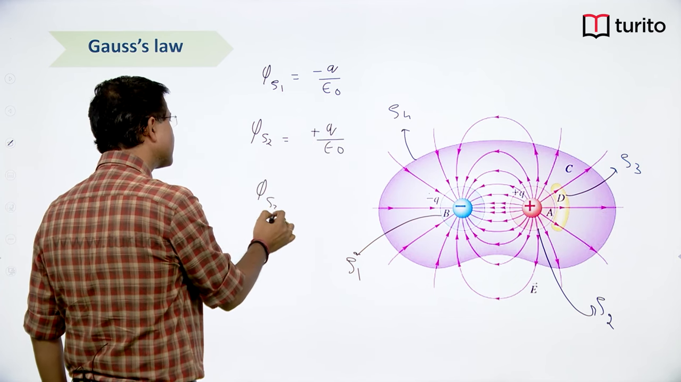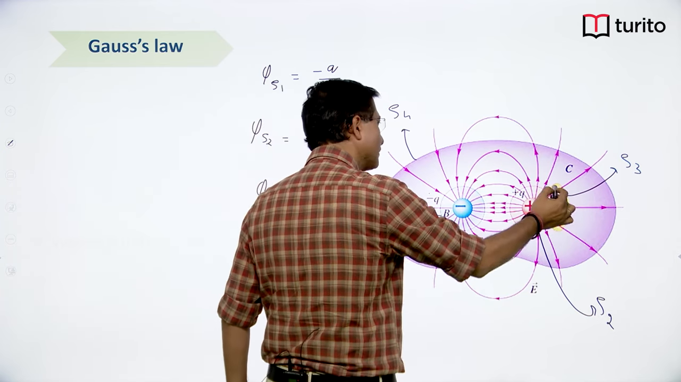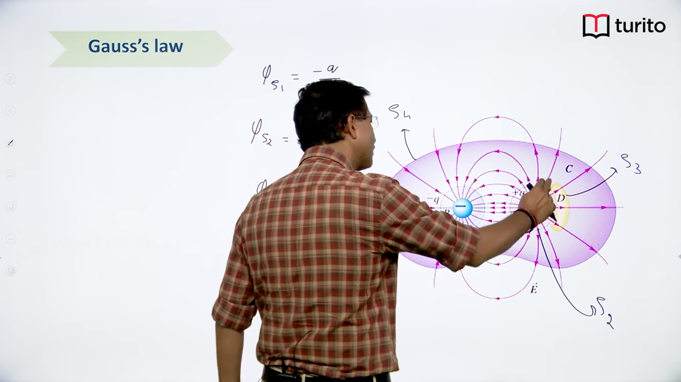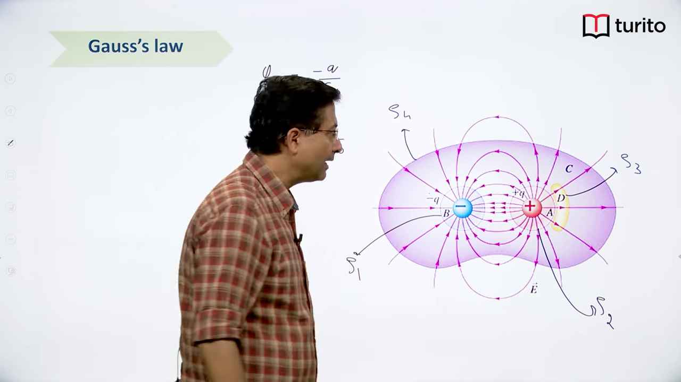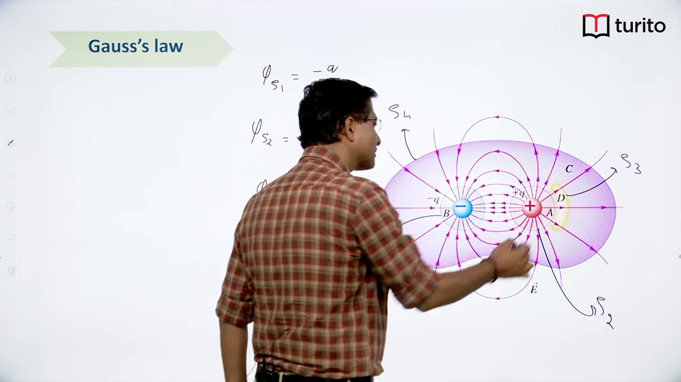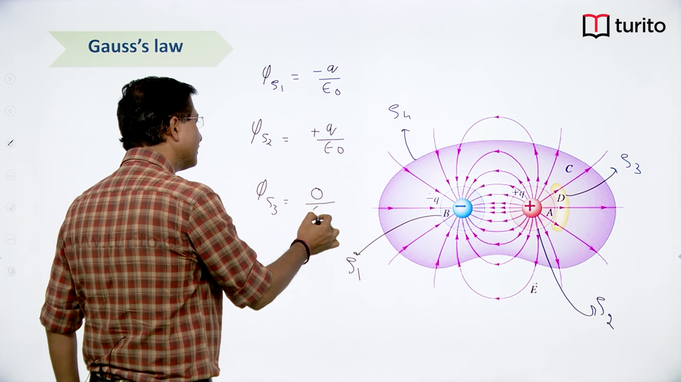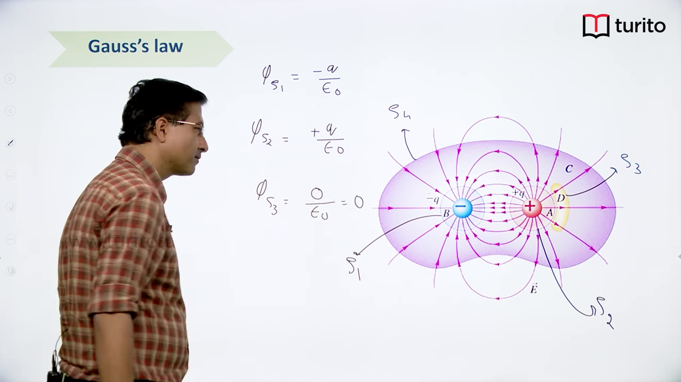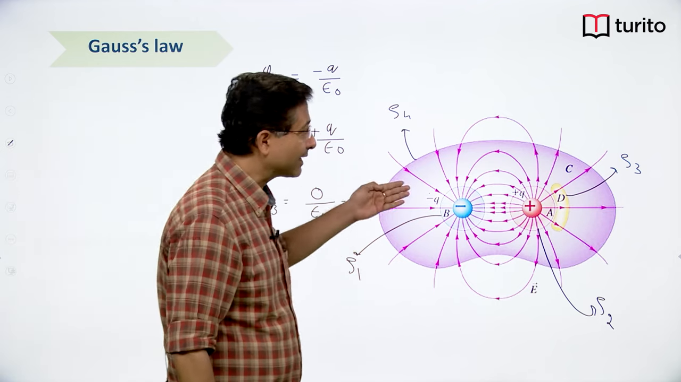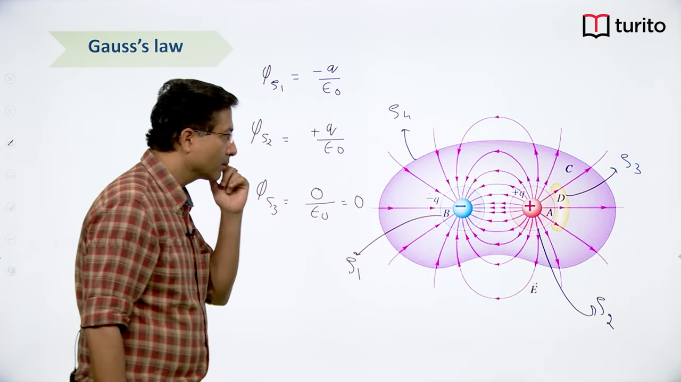Now, flux associated with surface 3, look at surface 3, yellow one. The number of lines entering is equal to the number of lines leaving, that I can see from the diagram itself, and I can see there is no charge enclosed by this yellow surface. As there is no charge enclosed, charge enclosed is 0 divided by epsilon naught, you are getting flux associated 0, right. Whatever gets in, the same thing comes out, so total becomes 0.